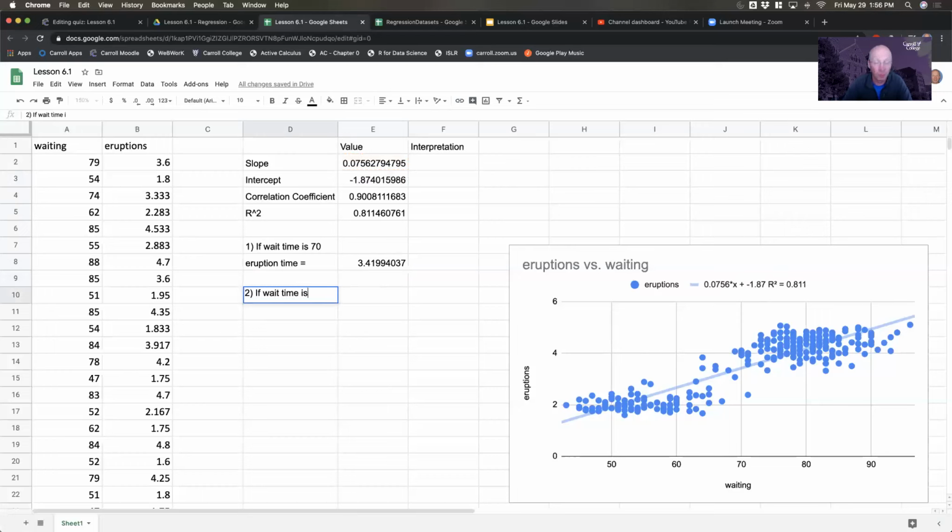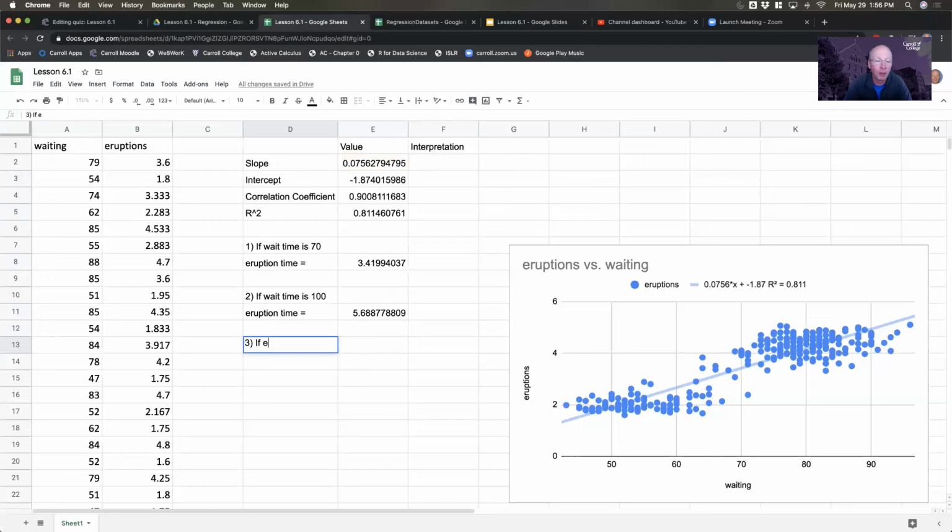Okay, the second question. If wait time is 100, eruption time is, well, let's see, that is slope times my wait time, which was 100, plus my intercept, and that gives me something a little bit less than 6, which is what I predicted from over here.